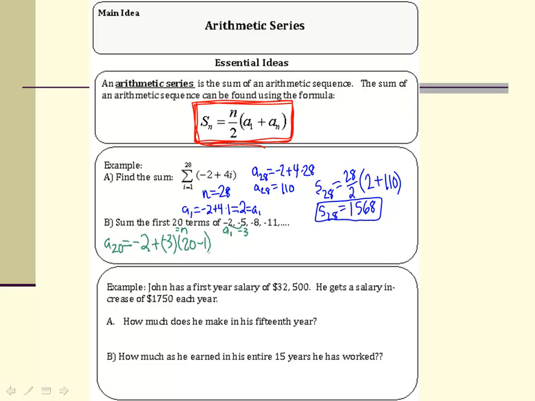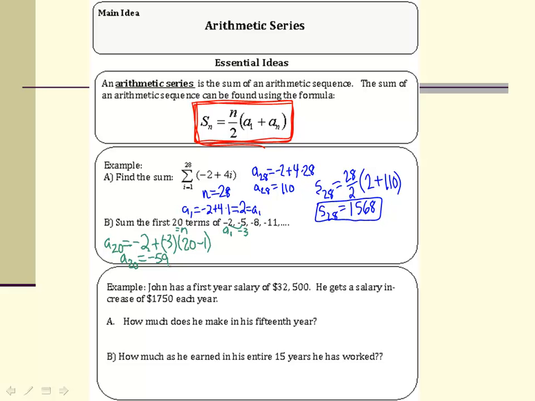So again, I'm using my formula from the other column, my arithmetic sequence formula, to find a sub 20. So a sub 20 equals, if you plug that into your calculator and simplify it, this is really all you need to do, plug them in and simplify, you'll find that a sub 20 is negative 59.